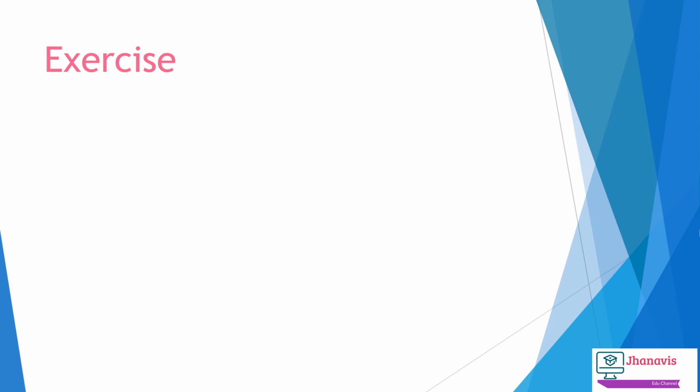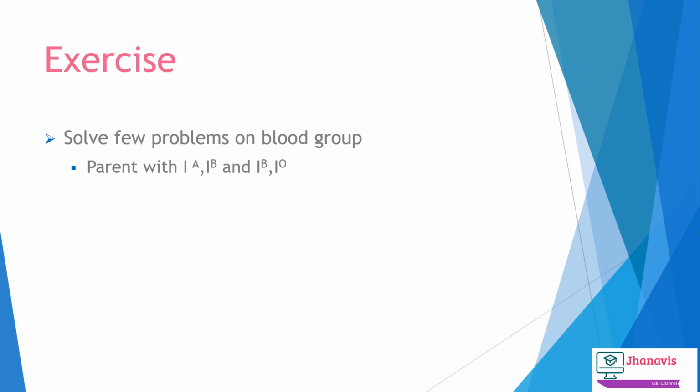You can see on this slide I have given a few problems for you to solve. Please go through them, where I have given you three problems for you to understand the concept of multiple allelism. The first problem is with parents IA, IB and IB, IO. The second one is a parent with IB, IB and IB, IO. And the third problem is parents IA, IB and IB, IO. Please solve all these problems and crosses so that you can understand the concept of multiple allelism clearly.